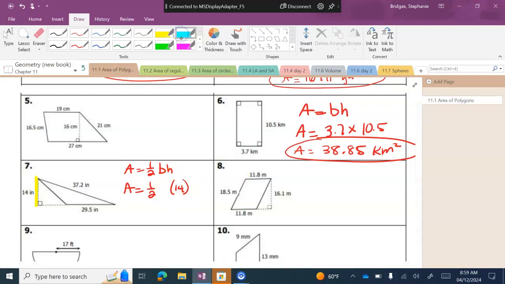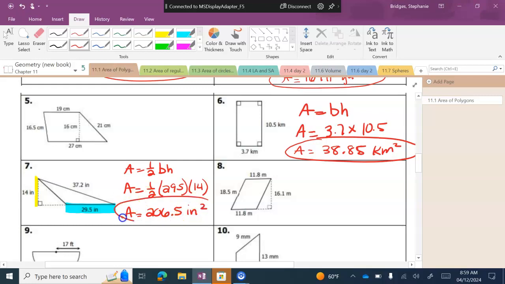And what is it perpendicular to? What side of the triangle is it perpendicular to? 29.5. So I'm going to go 1/2 times 29.5 times 14. Okay, that slanted part, the 37.2, that's just extra information. So again, for 1/2, we do 0.5 times 29.5 times 14. And that is going to give me an area of 206.5 inches squared.